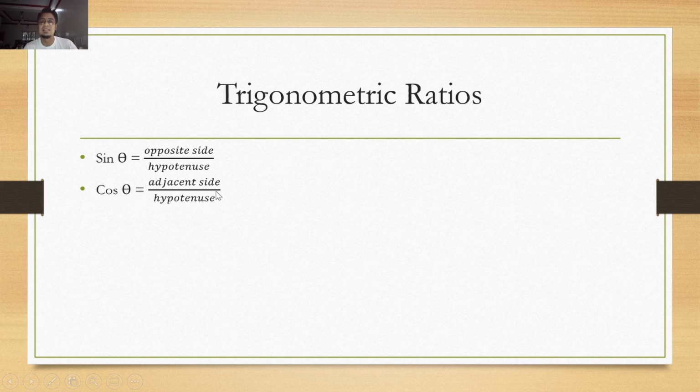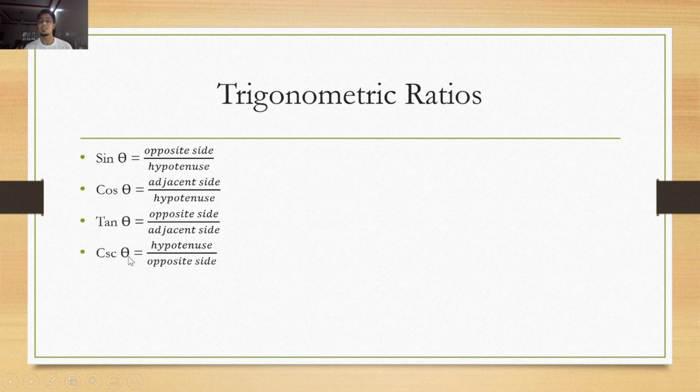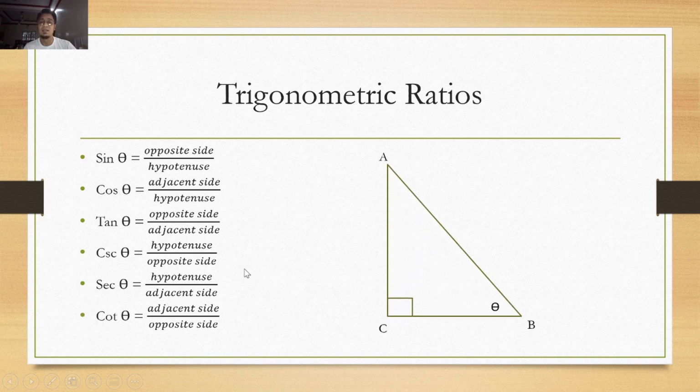So, cosine theta, adjacent side over hypotenuse. Tangent theta is opposite side over adjacent side. Cosecant theta, hypotenuse over opposite side. 6 trigonometric ratio yan, pero nahati sa tatlo. Eh sir, bakit dumarami? Pansinin natin yung pagkakatulad sa mga nandito. Secant theta is equal to hypotenuse over adjacent side. And cotangent theta is equal to adjacent side over opposite side.